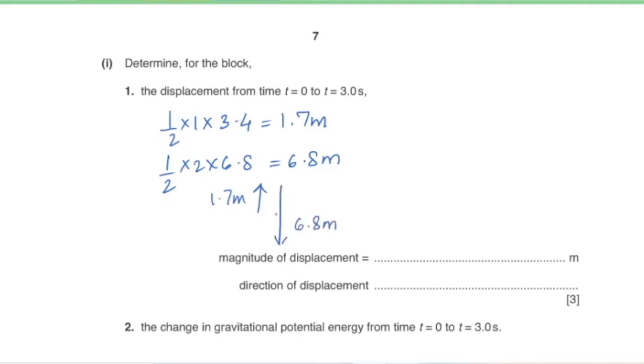The displacement is the shortest route from the starting point until the finishing point, which is this part of the distance. So magnitude of displacement is going to be the difference between this distance and this distance. So 6.8 minus 1.7, the displacement it covers is 5.1 meters. And the direction of displacement, it moves 6.8 meters downwards and 1.7 meters upwards. So direction of displacement is going to be vertically downwards.